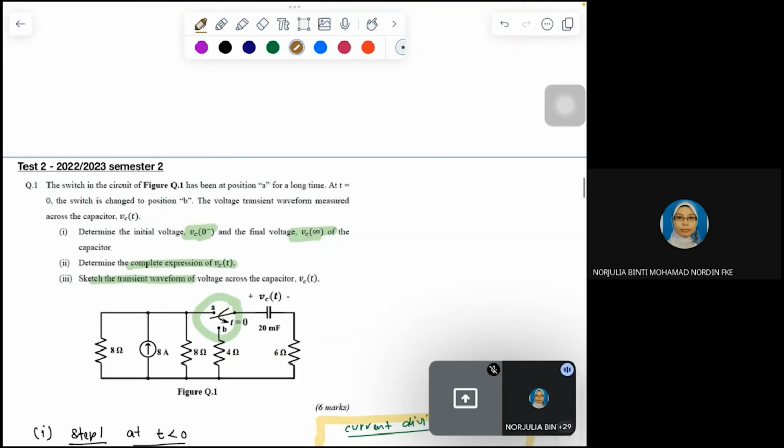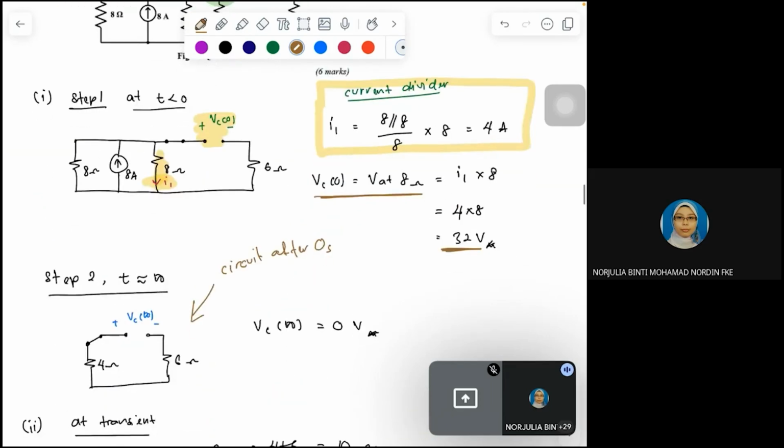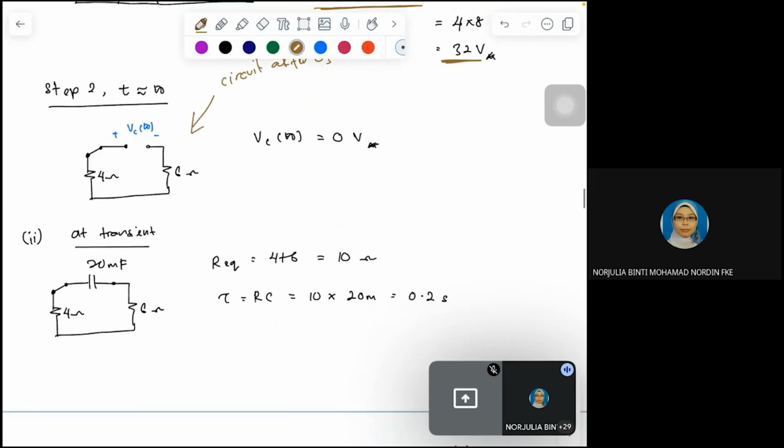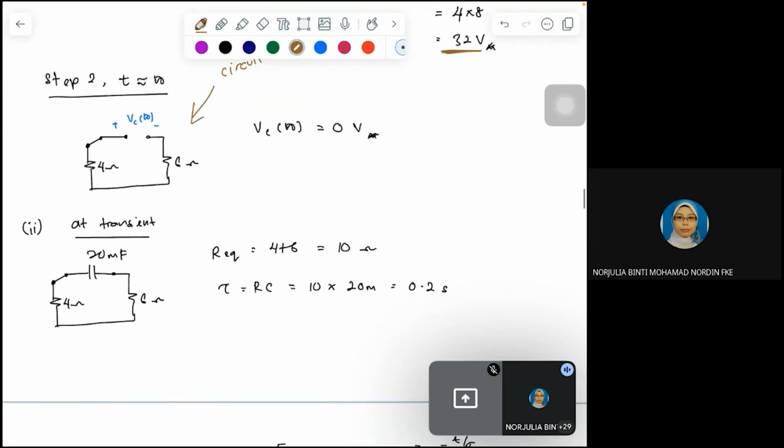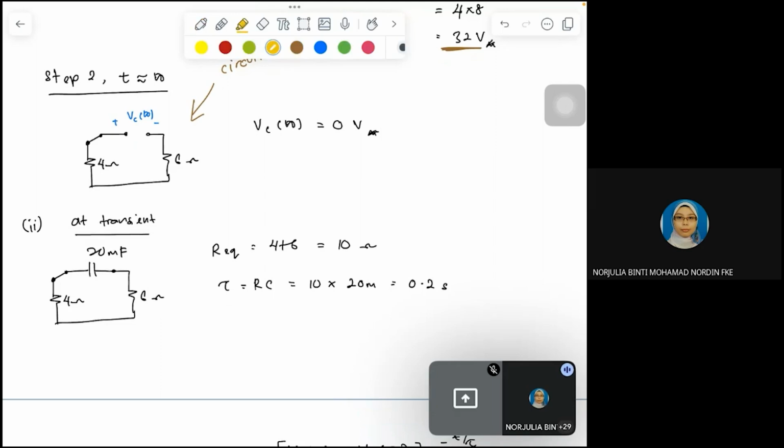And then settle question 1 and go to question 2, where you need to write down a complete expression of your V across capacitor. So in order for you to write down the complete expression, you need to know the value of time constant for this circuit. Since this particular circuit is the RC circuit, the time constant equation is R times C.